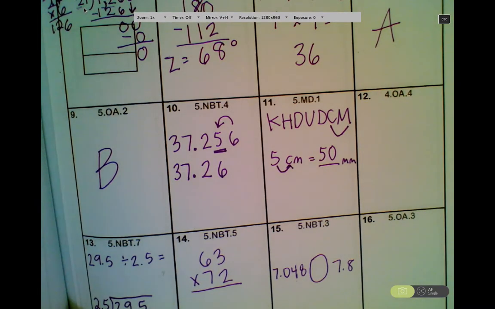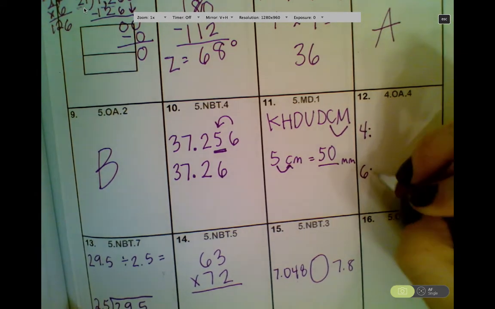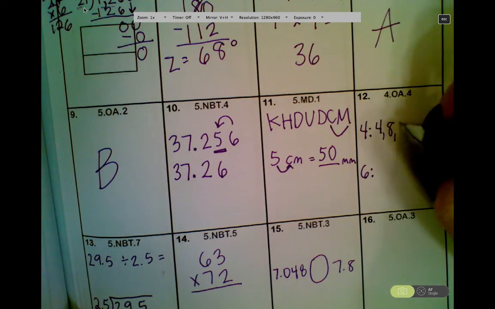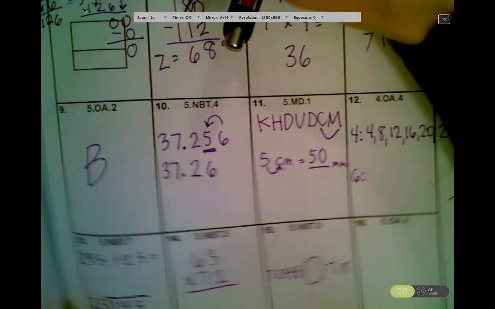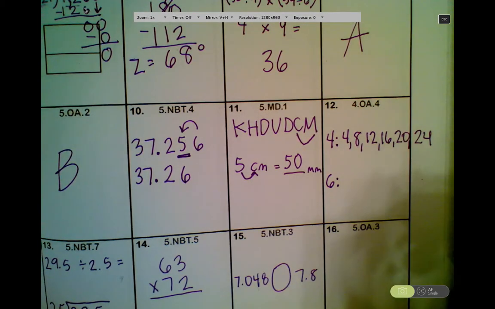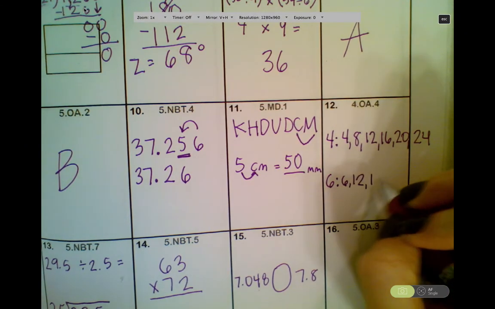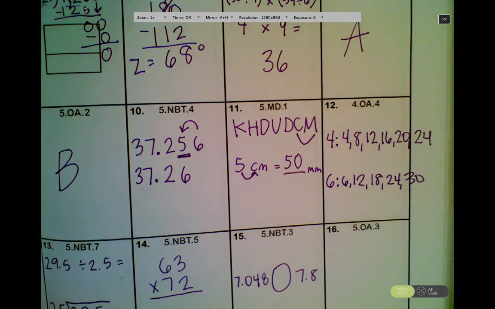Number 12. Choose the numbers that are multiples of both 4 and 6. So I'm going to write my multiples of 4 and 6. Multiples of 4 are 4, 8, 12, 16, 20, 24. I'll stop there. Multiples of 6 are 6, 12, 18, 24, 30, and I'll stop there.